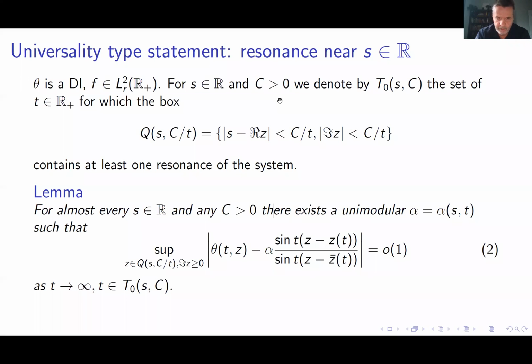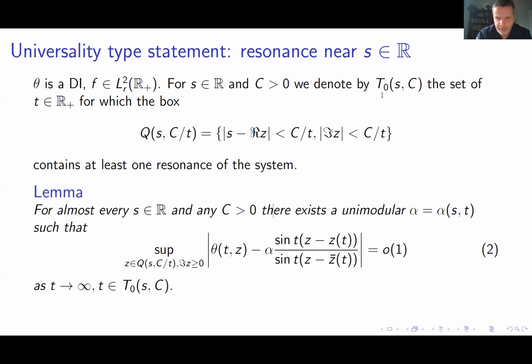So we will eventually try to prove that resonances cannot approach real points on the real line as t tends to infinity, except possibly for the zero set of points on the real line. So let's choose a point on the real line and denote by Q(s, c/t) the box centered at that point s on the real line of the size c over t. So the box will be shrinking with time.